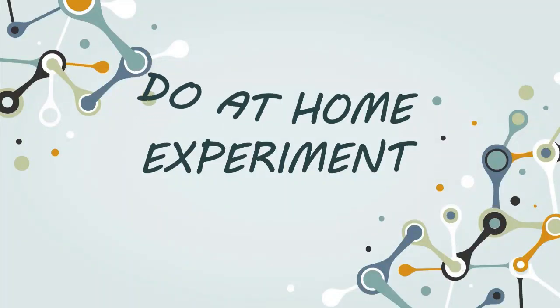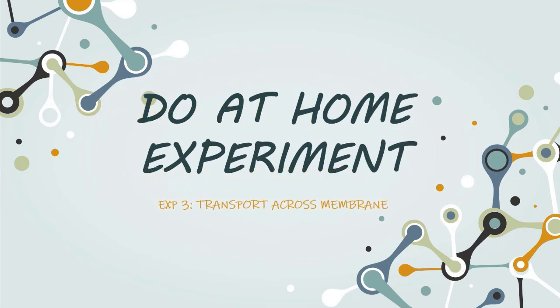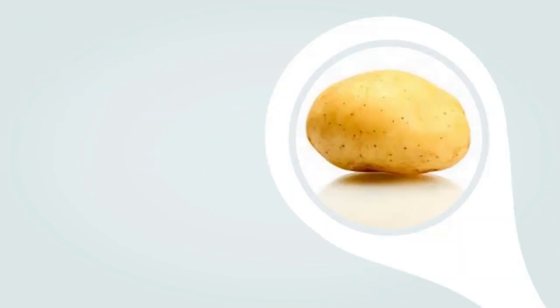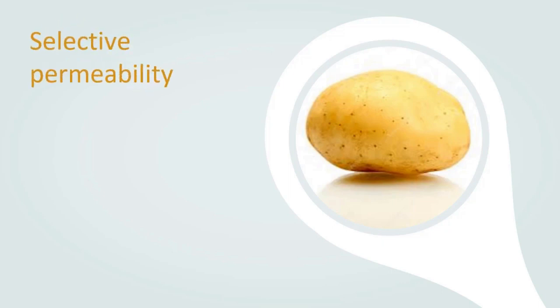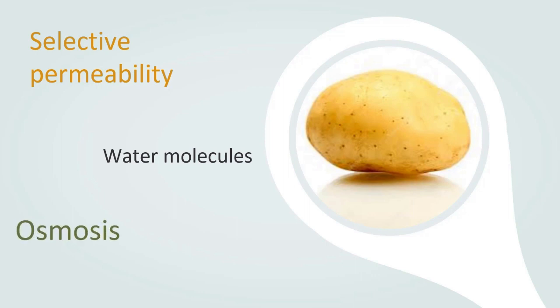Today we're going to do an at-home experiment, experiment three: transport across membrane. The main material that we're going to use in this experiment is a potato, in which we're going to use a potato cell to investigate the selective permeability of the plasma membrane in terms of water molecules. The movement of water molecules in and out of a cell is called osmosis.